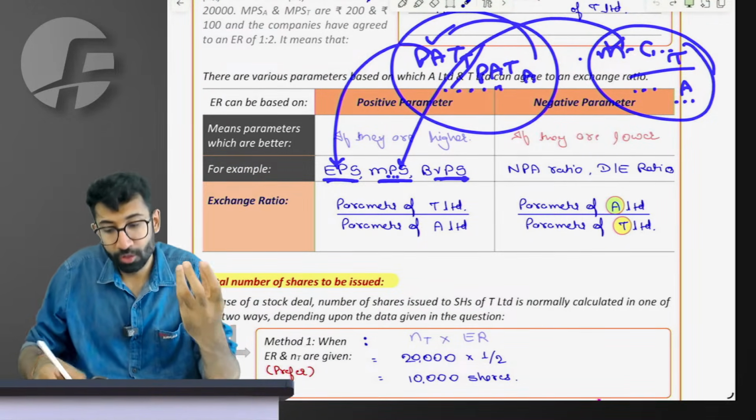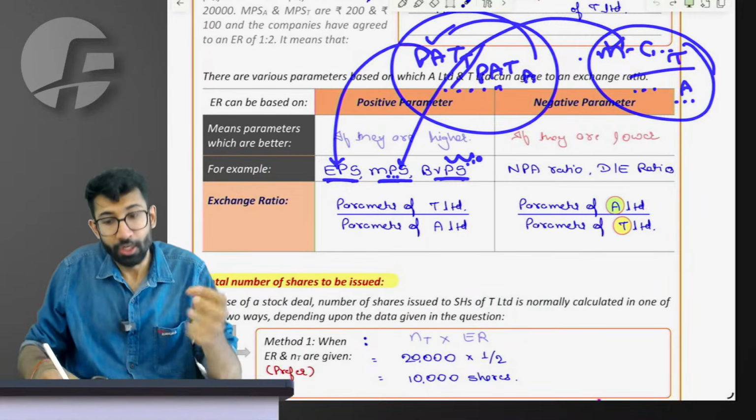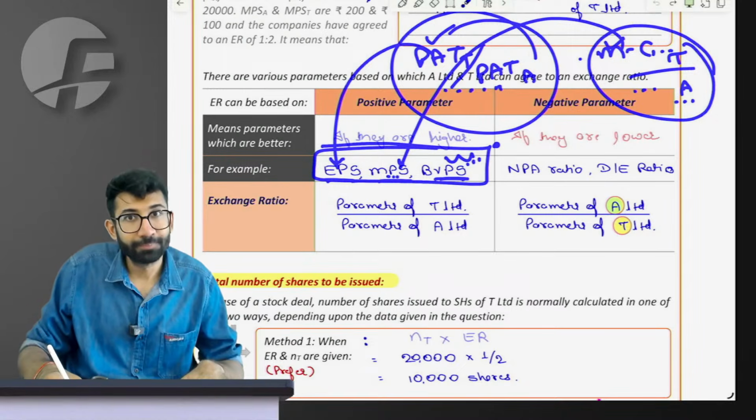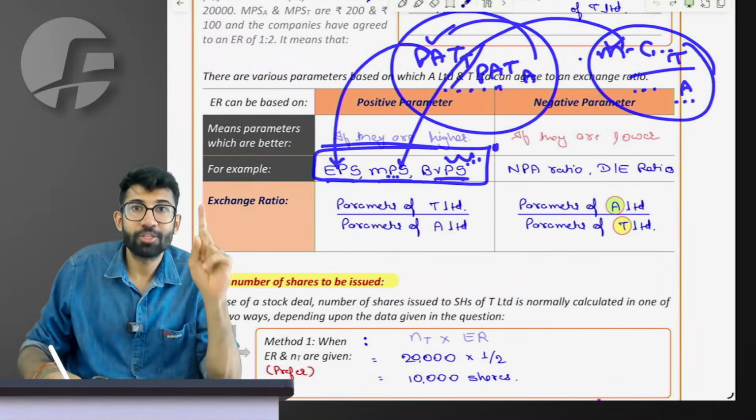Rather than equity shareholder fund, you will have to use book value per share. This you have to compulsorily do even if the examiner does not say anything. Am I clear with the first practical question solving tip?